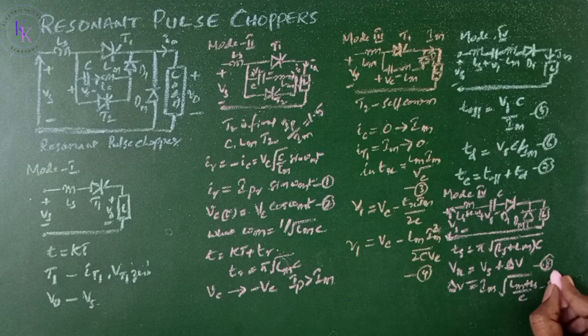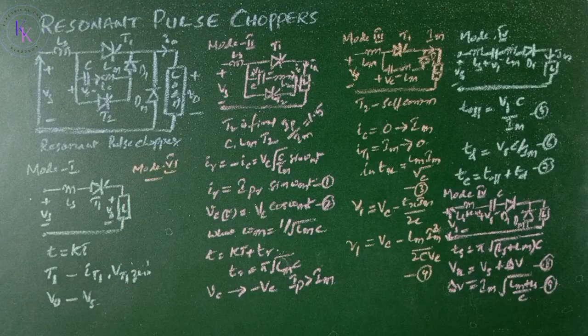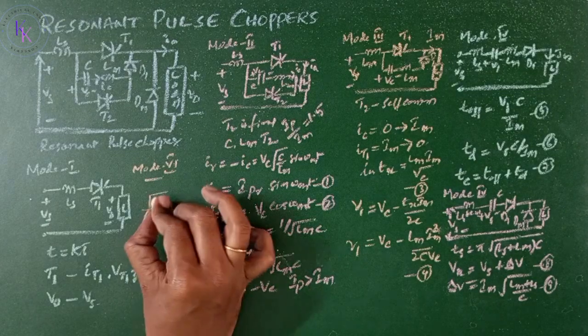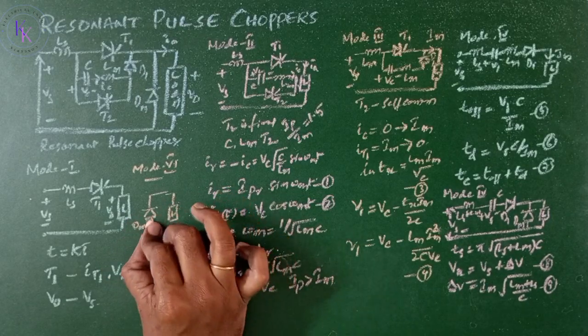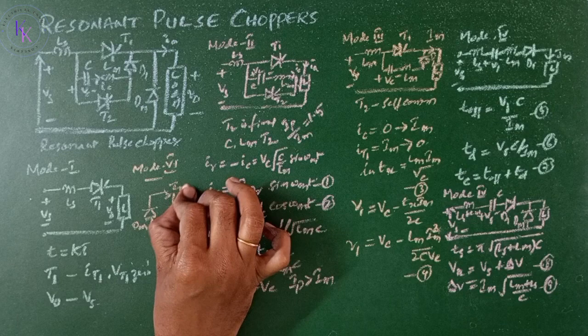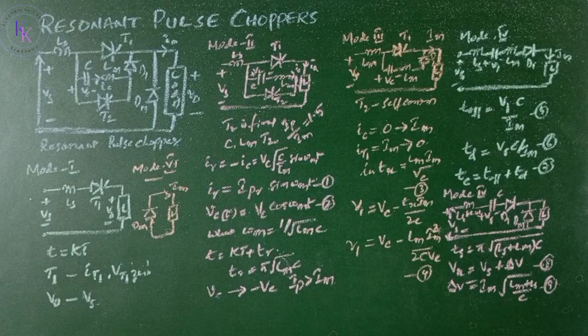Let this be 9. Mode 6. Mode 6 begins when the overcharging is complete and the diode D1 turns off. The load current continues to decay until the main thyristor T1 is fired in the next cycle. In the equivalent circuit, it is Dm in combination with the load, and the current flowing through this is Im, which is going to decay until T1 is fired. These are the 6 modes involved in the resonant pulse chopper.